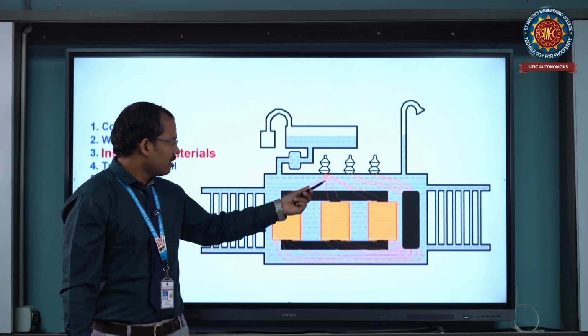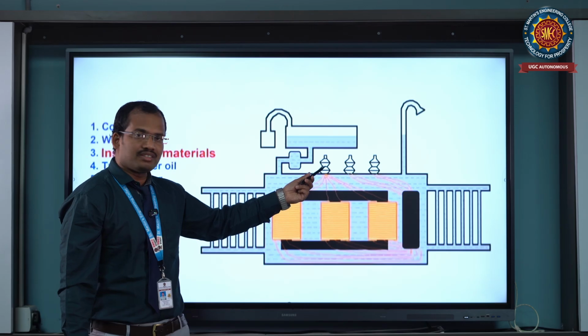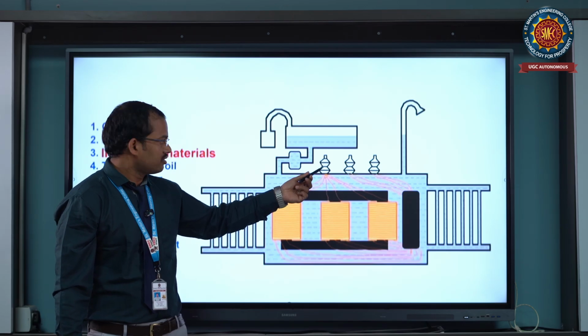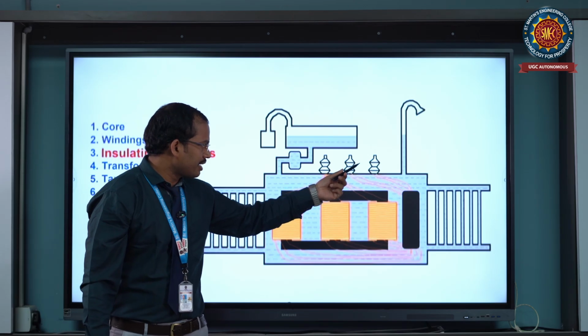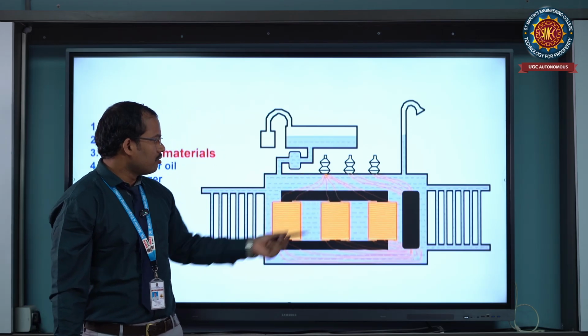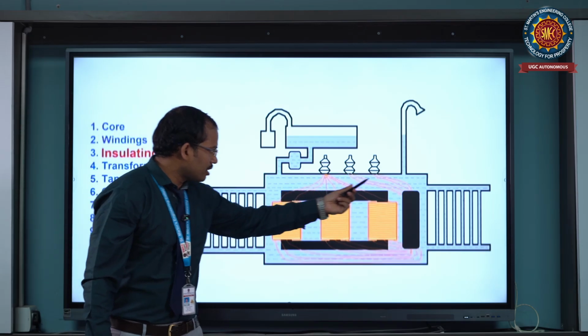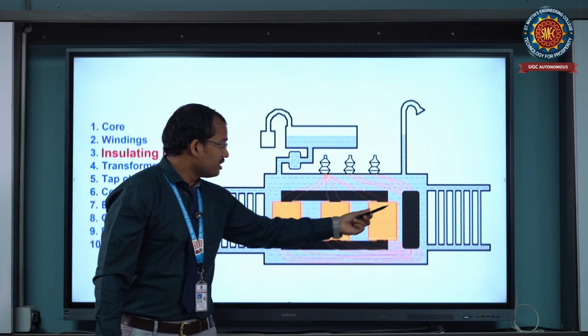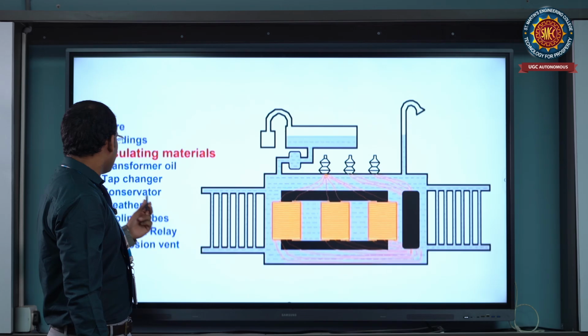On top there are 3 bushings. Bushings are insulators, and these insulators are connected to the load side. So this is the internal part of the transformer. This is the tap changing lever. What is the tap changer?